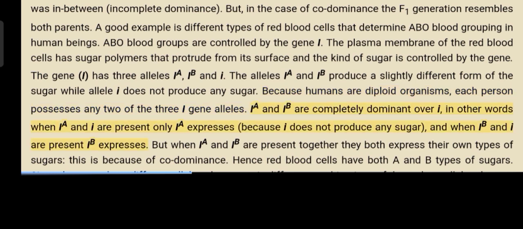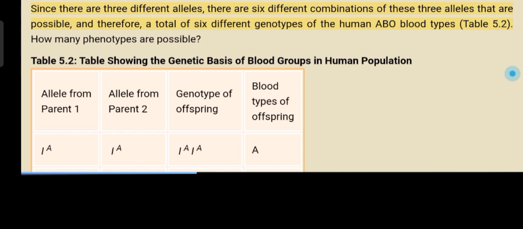IA and IB are completely dominant over i. In other words, when IA and i are present, only IA expresses because i does not produce any sugar, and when IB and i are present, IB expresses. But when IA and IB are present together, they both express their own types of sugars. This is because of codominance. Hence, red blood cells have both A and B types of sugars. Since there are three different alleles, there are 6 different combinations of these 3 alleles that are possible, and therefore, a total of 6 different genotypes of the human ABO blood types. Table 5.2. How many phenotypes are possible?